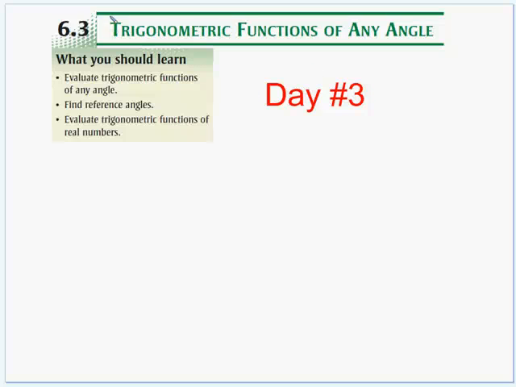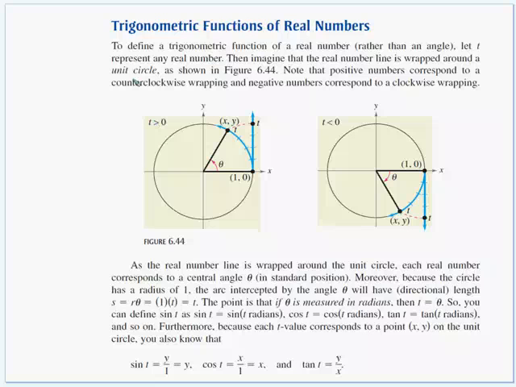Okay, in this video we are going to finish up section 6-3, trig functions of any angle, and we're going to talk about this last bullet point, evaluating the trig functions of real numbers. So here it says to define a trig function of a real number rather than an angle, let t represent any real number. Then imagine that the real number line is wrapped around a unit circle, as shown in the figure. Now, unit circle means it has a radius of 1.